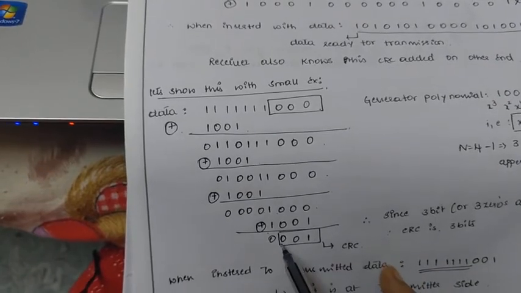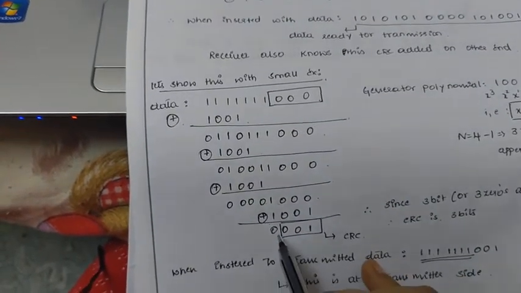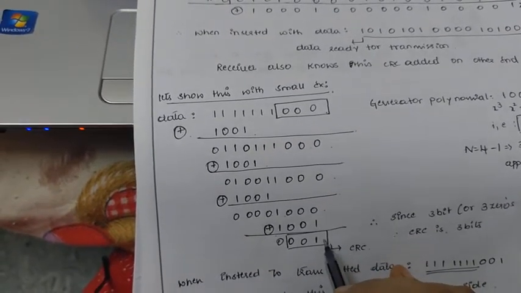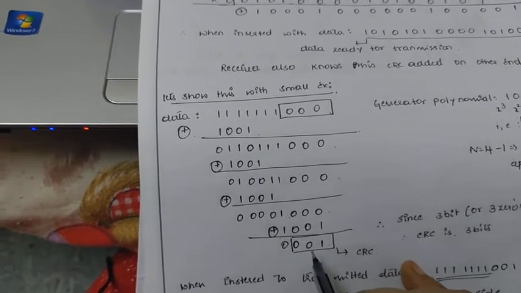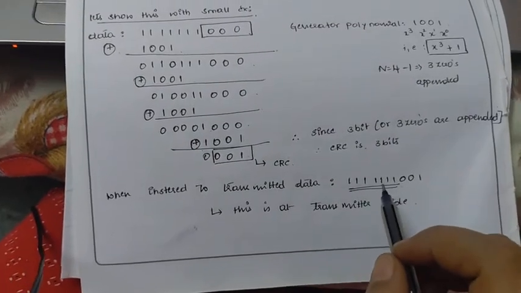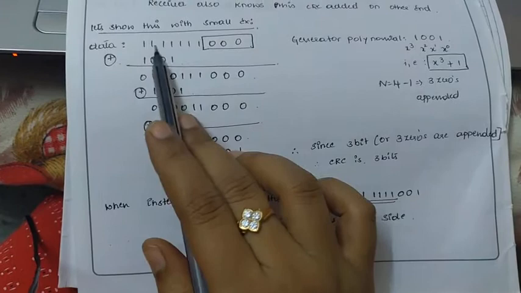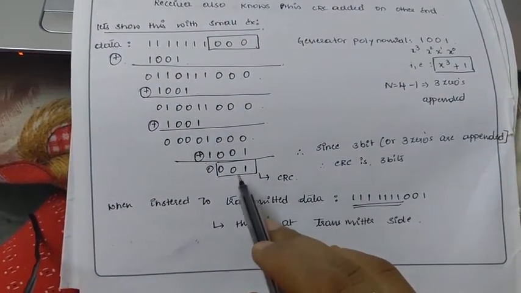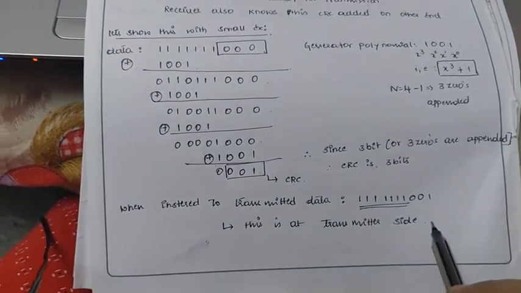What I told you is that however many zeros are appended, that many bits will be the CRC. So you have to start from your right-hand side, that is x power 0, x power 1, x power 2. So 3 bits will be considered as the CRC. Now what is the transmitted data? The transmitted data at the transmitter is nothing but the data you have chosen along with the 3 bits of CRC, that is 001, added here. So this will be at the transmitter side.